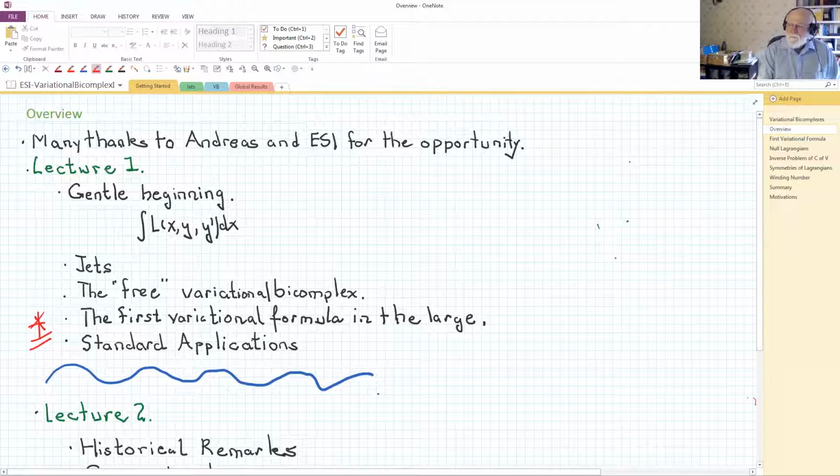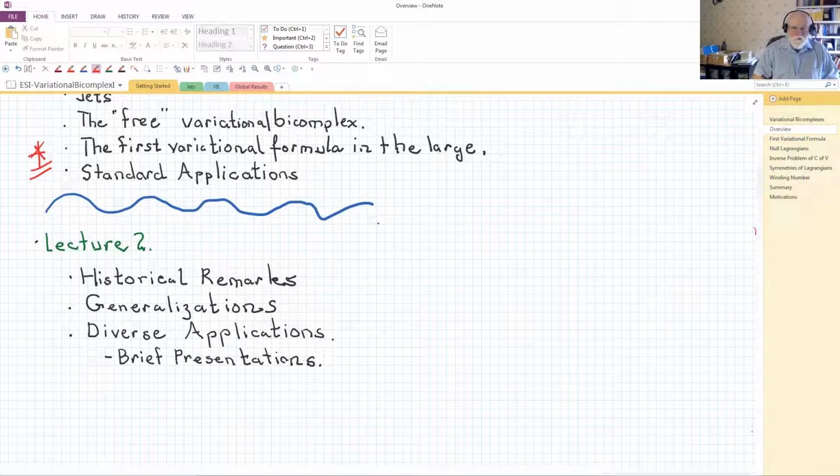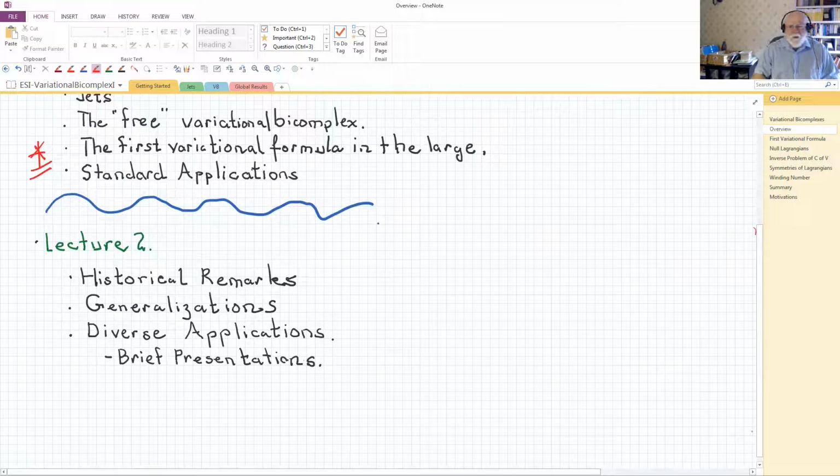For my second lecture, which is tomorrow, I'll make a few historical remarks. I'll talk a little bit about generalizations of this free variational bicomplex: the variational bicomplex constrained for differential equations, and the variational bicomplex in the case of symmetry groups, so the invariant variational bicomplex. And there are so many applications of this that I want to give an overview of lots of different applications. I picked quite a bunch, and people in the audience can choose which ones they want to hear about if there's something of particular interest.